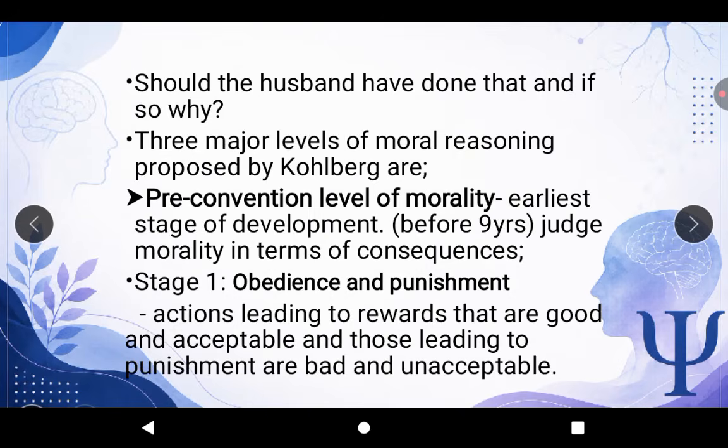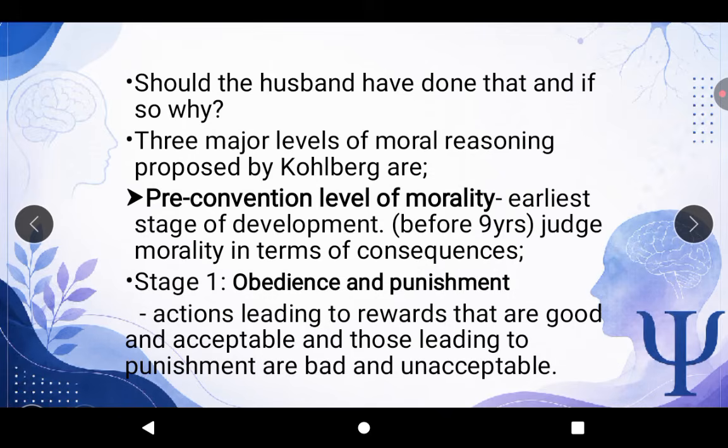You might also think, should the husband have done that or not? As you grow, you try to reason with the situation. This man wanted to save a dying life, so maybe he was right to steal the medicine, or he was wrong to break into the pharmacy. That is about moral dilemmas and how they can affect a person's life.